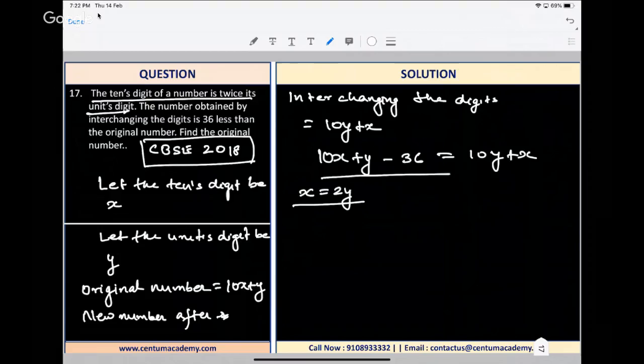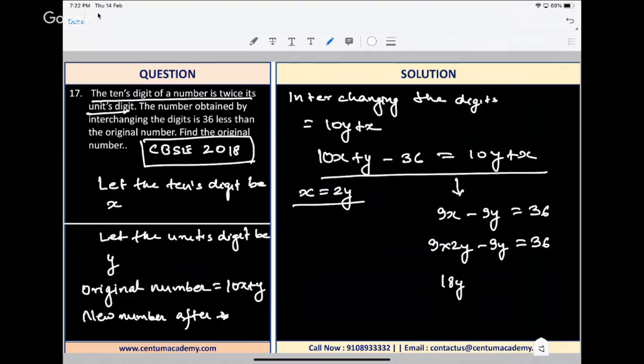Now simplifying this equation, what will you get? 9x minus 9y is equal to 36. Now put x equals 2y, so you'll get 9 into 2y minus 9y is equal to 36. So 18y is equal to 36. So y is equal to 2, and x hence equals 4.